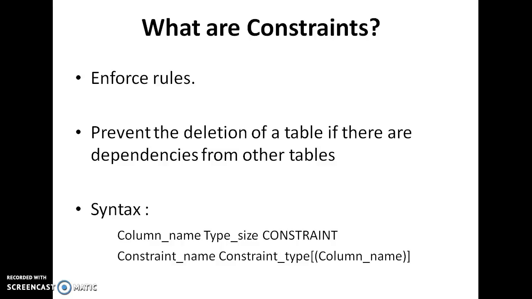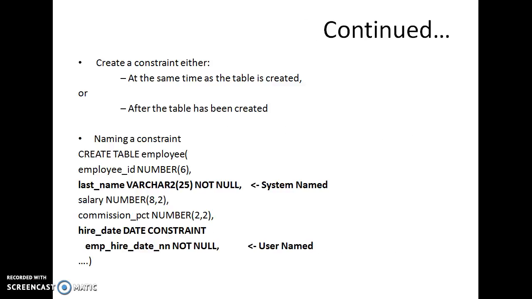So the generic syntax that we can consider here is column name followed by its type and size, then the keyword constraint, then the constraint name, then the constraint type, and then if required you have to specify the column name. A constraint can be created at the time of creation of the table or after a table is created by using the alter command. Naming a constraint is one of the important concepts here. You can name the constraint or you can just leave the constraint name. In the following example, you can just have a look.